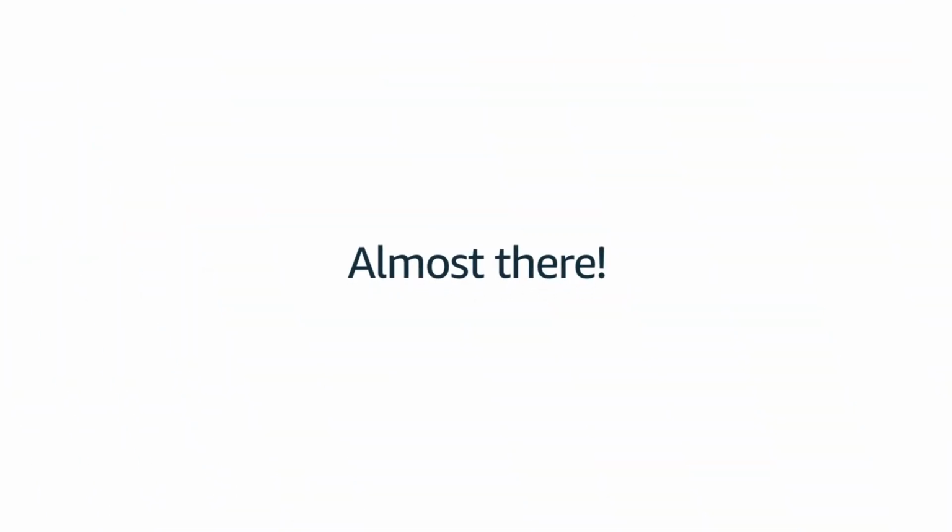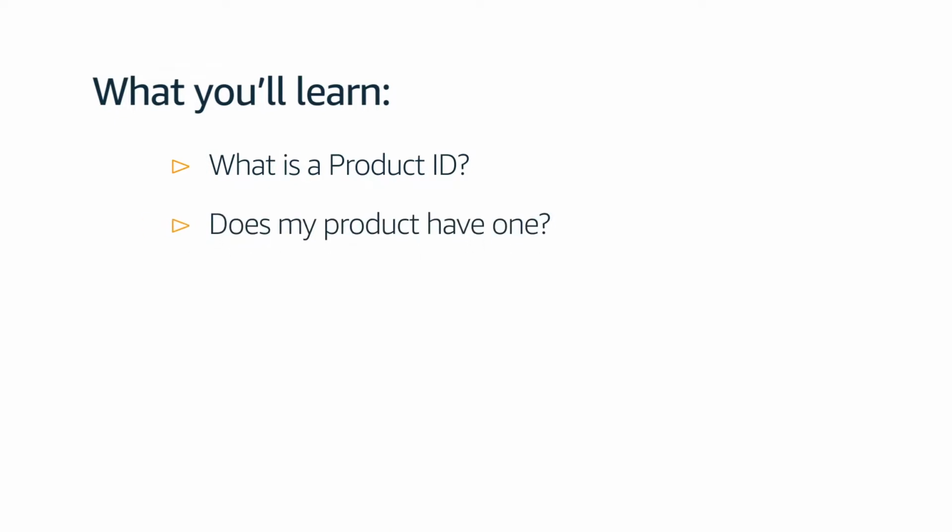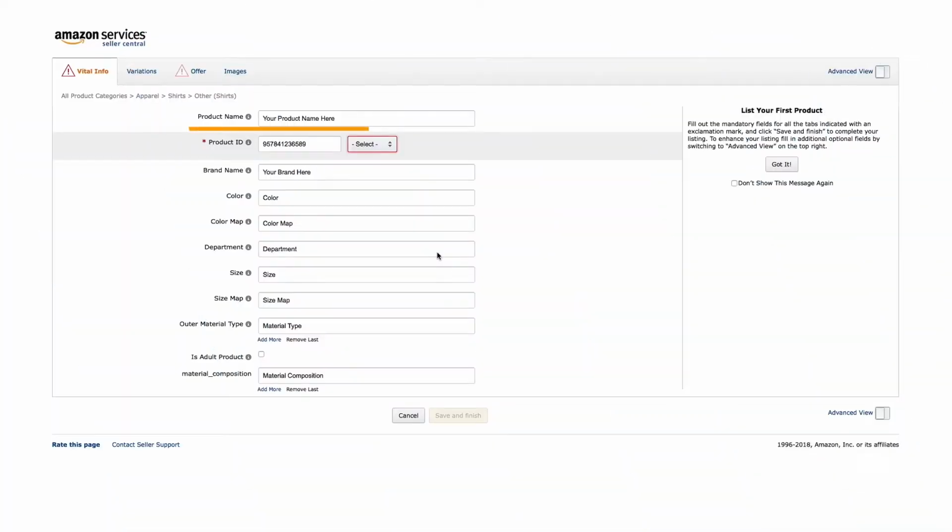Almost there. We are going to cover one last step you need to take before creating your actual product listing. By the end of this video, you will understand what a product ID is, whether your product has one, and, if not, how to obtain one. For most product categories, sellers are required to use an industry standard product identifier, known as a product ID, when creating new pages in the Amazon catalog.